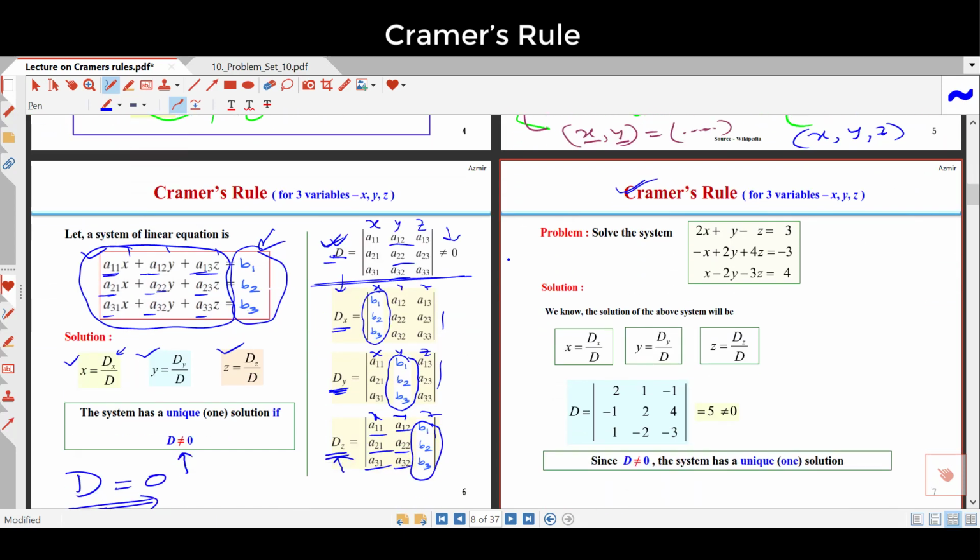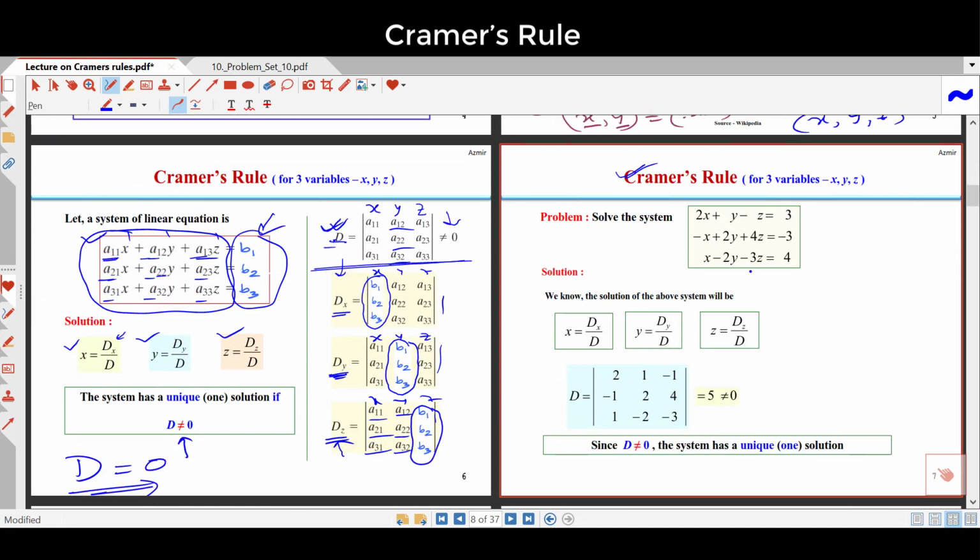So here there is one problem given. You have 2x plus y minus z equals 3, minus x plus 2y plus 4z equals minus 3, x minus 2y minus 3z equals 4. So this is a system of linear equations. There are 3 equations, that's why this is a system. If you have more than one equation, that will be called a system. These are linear because all the variables are with power 1.